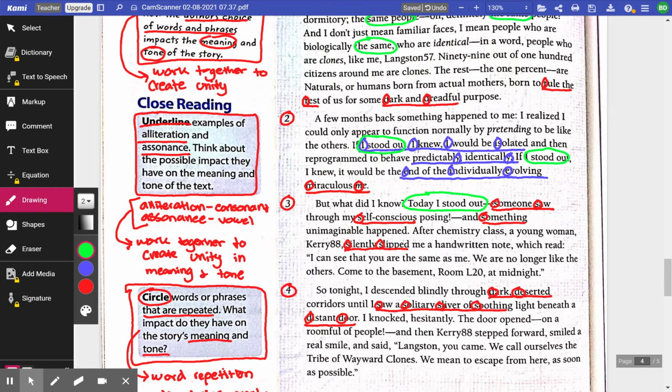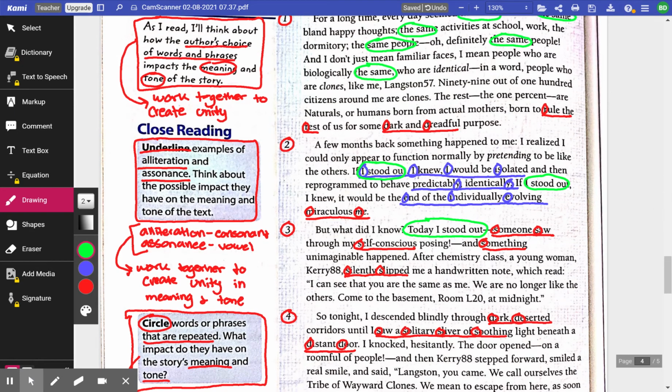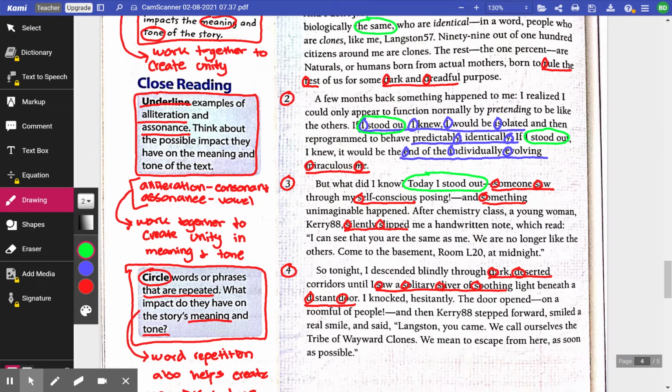So in paragraph 2, that phrase I stood out is getting repeated twice because the author's trying to help us understand that Langston is a little bit afraid of standing out, because he knows that if he stands out, he's going to be isolated and reprogrammed to be predictable and identical to everyone else. He knows that if he stands out, he's not going to get to change anymore. He's not going to get to be himself. He will have to go back and be like everyone else. But you know what? He stood out, right? And so someone recognized that.